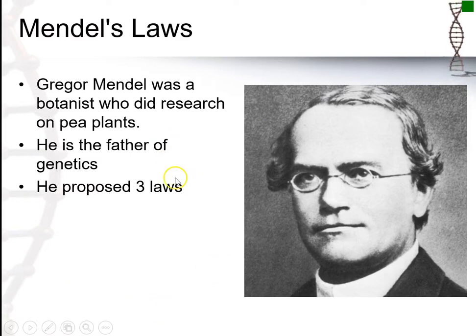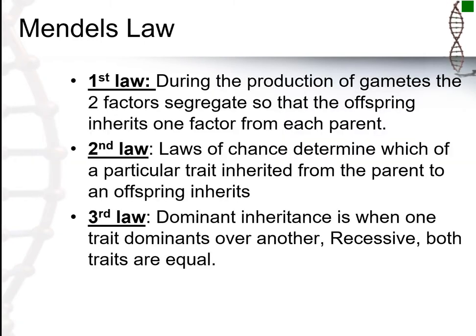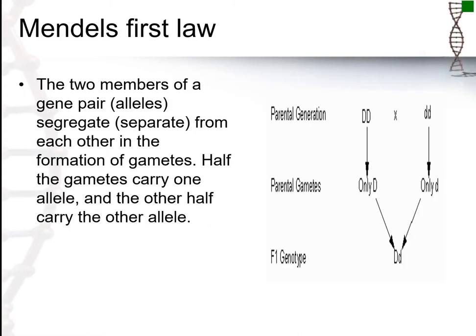Gregor Mendel was the first botanist who did research on pea plants, and he's actually known as the father of genetics. He proposed 3 laws. The first law is during reproduction of the gametes, 2 factors segregate so that the offspring inherit one from each parent. And I would like to say this is long before we knew what chromosomes were. The second law of chance determines which of these traits is inherited from a parent to the offspring. And third, dominant inheritance is when one of the traits dominates over the other. With recessive, both are equal.